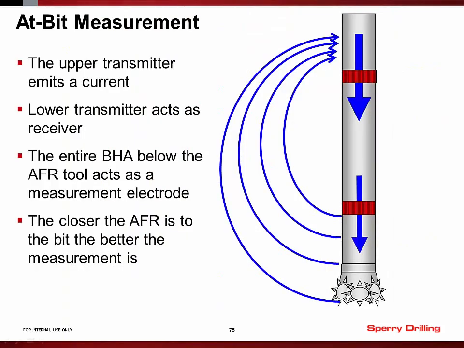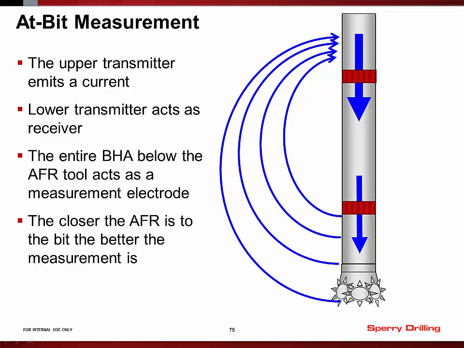Now, in the last slide, I mentioned the at-bit resistivity measurement. This is something which also comes from the AFR, but which really has nothing to do with the imaging or the ring resistivities. This is something which is used mostly for geo-stopping, that is, stopping drilling when the bit penetrates a particular boundary or maybe a reservoir contact or something like that.